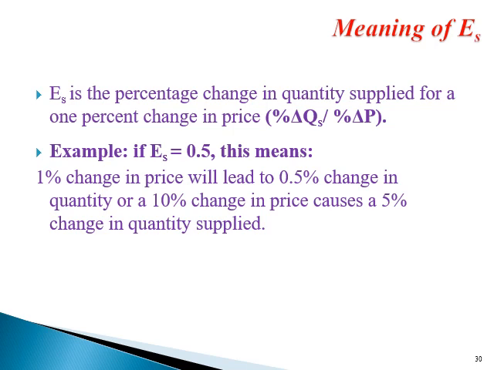Remember, elasticity of supply is always positive. Why? Because there is a positive relationship between the price of the commodity and the quantity supplied, ceteris paribus. Everything else remains unchanged.